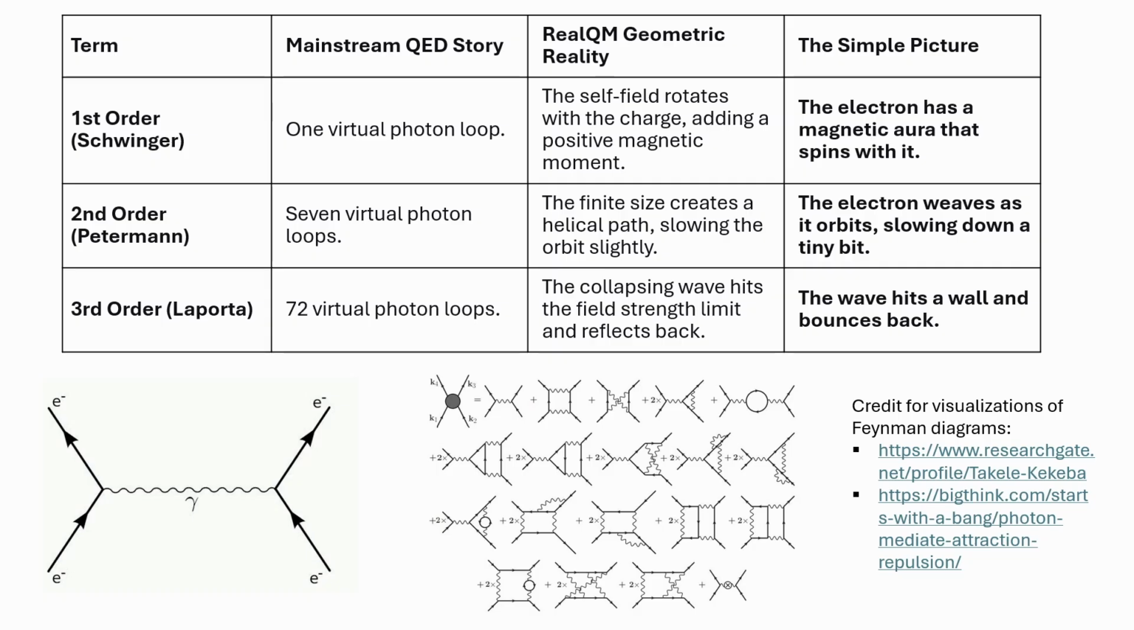You have two loops. The virtual photon can apparently interact with itself, split and come together, and that leads to the second-order correction in mainstream quantum electrodynamics, the Petermann apparatus, with lots of integrals. Third order is even more complicated: 72 virtual photon loops with thousands of integrals that have to be calculated.